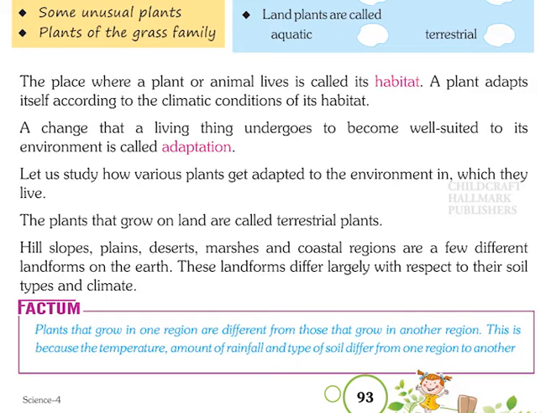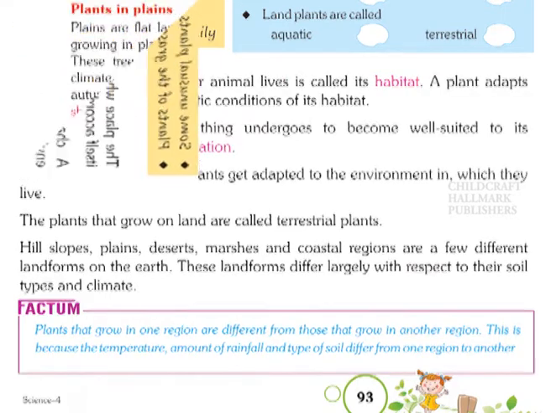The plants that grow on land are called terrestrial plants. Hill slopes, plains, deserts, marshes, and coastal regions are a few different landforms on the earth. These landforms differ largely with respect to their soil types and climate.